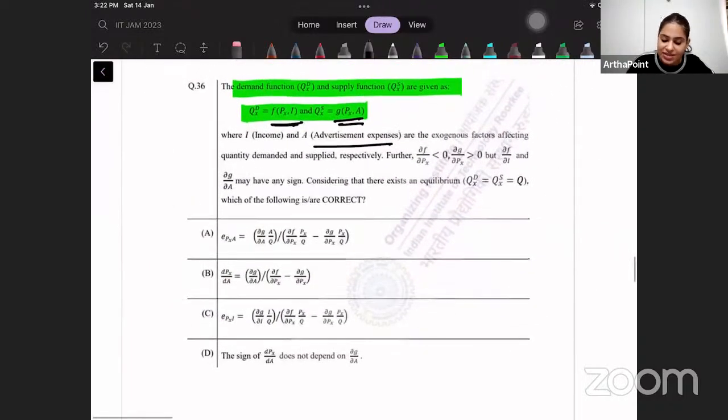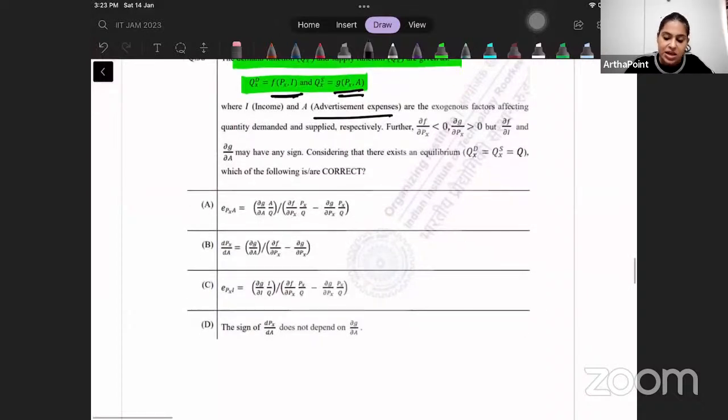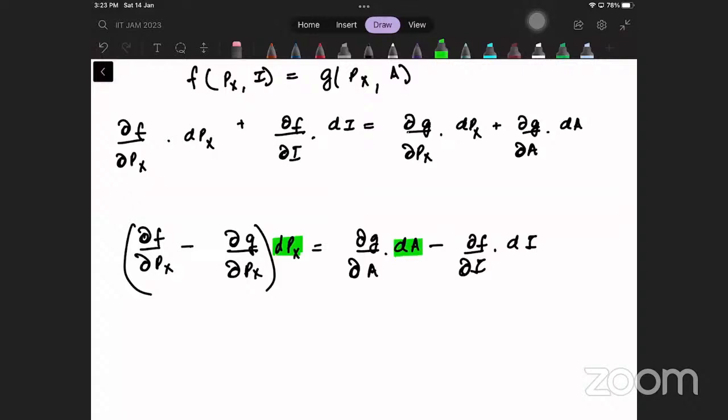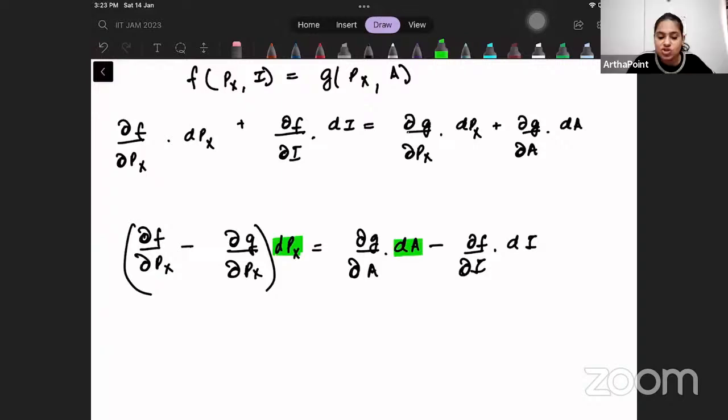It says, let's leave the first. Talk about the second first. It says how price changes as A changes. So if I have to ask how price changes as A changes, it means that I have to put dI equal to 0. That is what the question is asking me to do. So just go ahead and put dI equal to 0. What will you get?